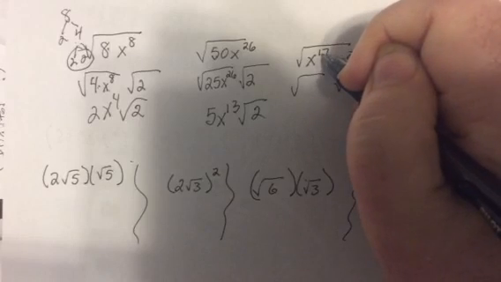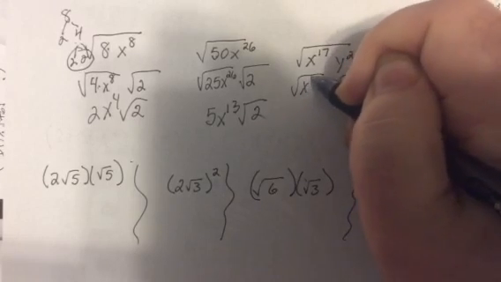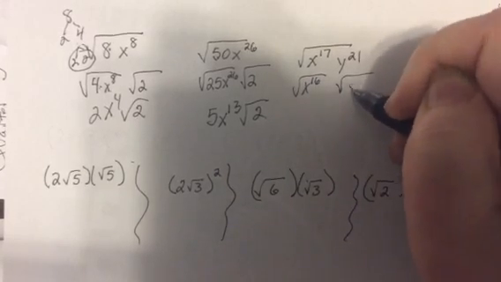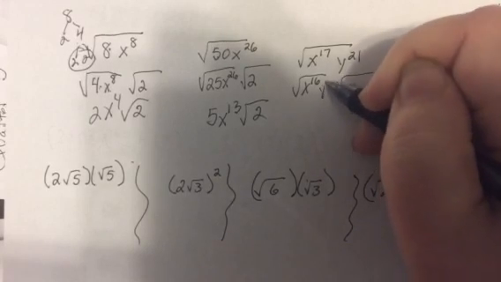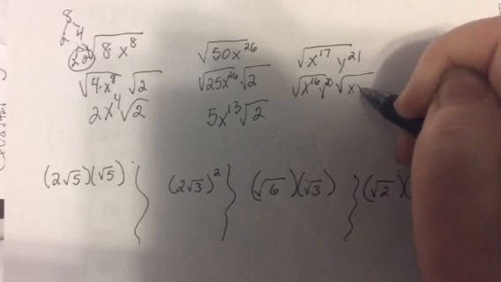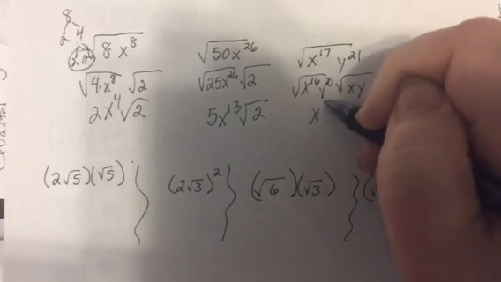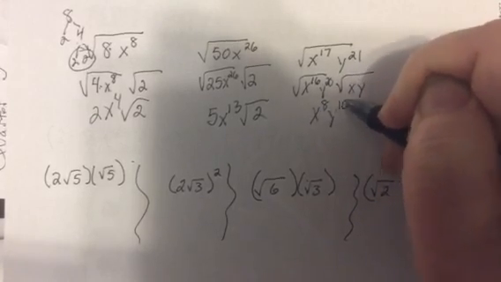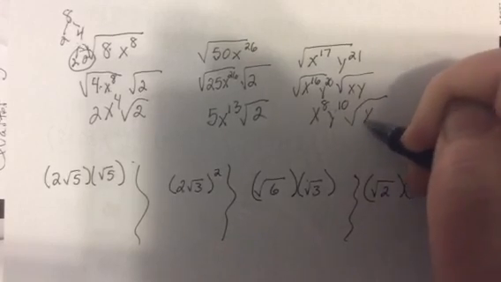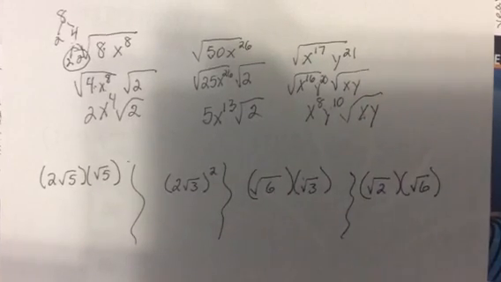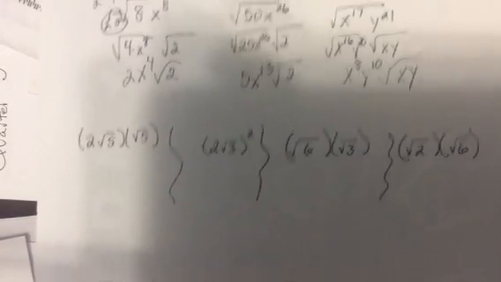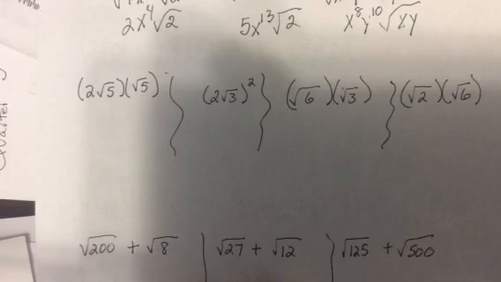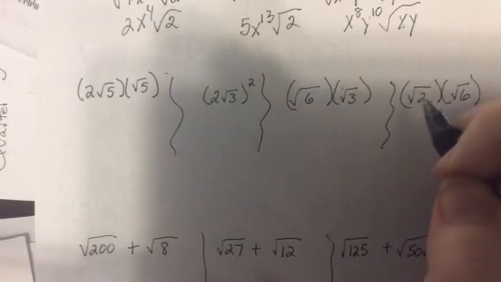Now, this is an odd power, so I have to break off just one. Break off just one. So it'd be x to the 8th, y to the 10th, square root of xy. Woohoo! I kind of ran over a little bit on this one.